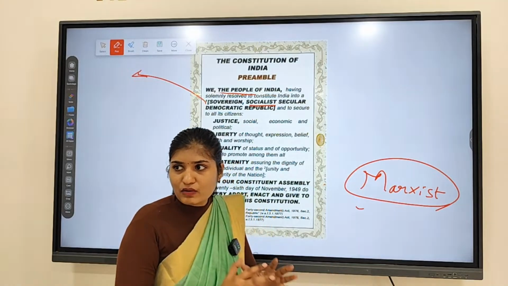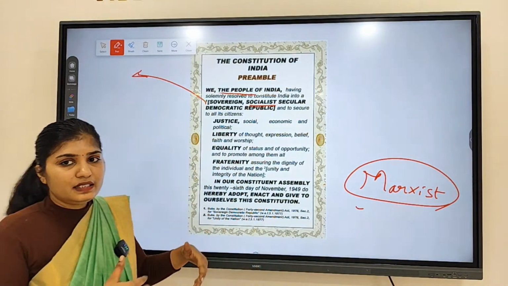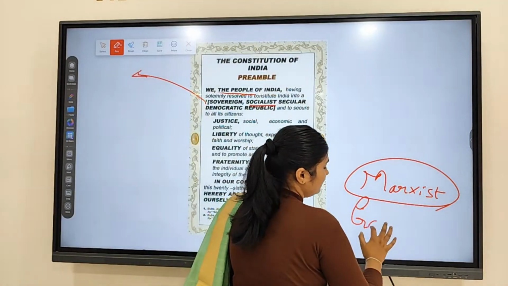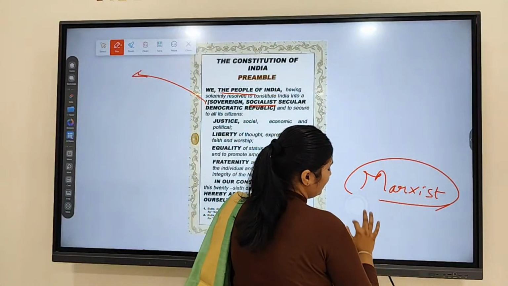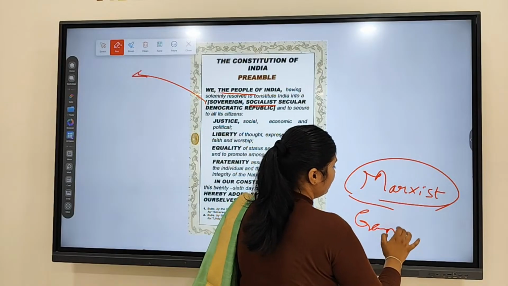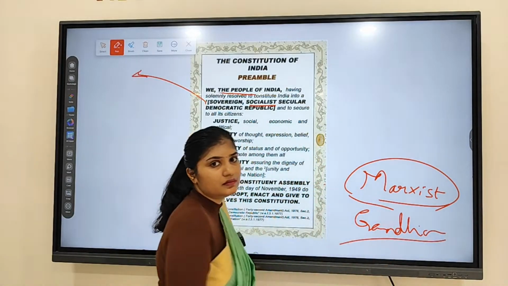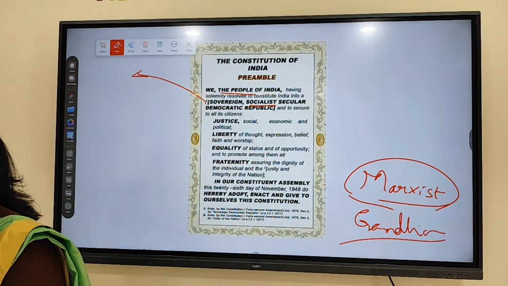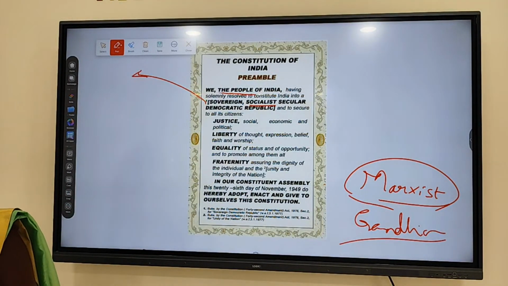Understood? Our Indian constitution, especially the socialist, is a mixture of Gandhian and Marxist. This might be a one-statement based question in your prelims. Socialist is based on the Gandhian principle and Marxist principle. They will give you other people's names, but you should choose Marxist and Gandhian.